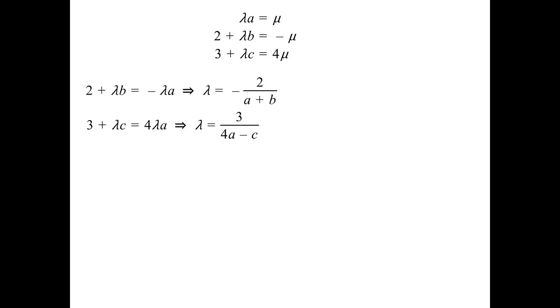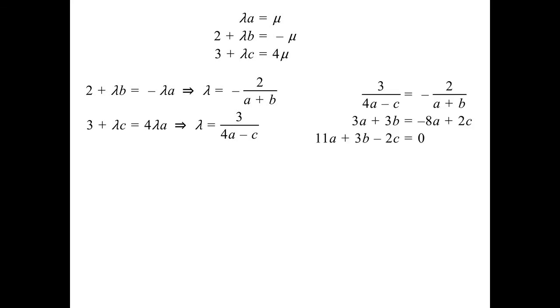Let's solve it. Again, break it into its components. I want to find a, b, and c. So 2 plus lambda b is equal to minus lambda a. That gets me that lambda is minus 2 on a plus b. The other one gives me that lambda is 3 over 4a minus c. They've got to be the same, of course. I now get this expression, 11a plus 3b minus 2c is equal to 0.